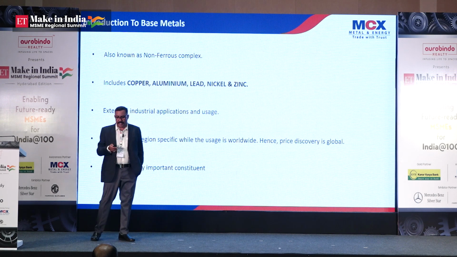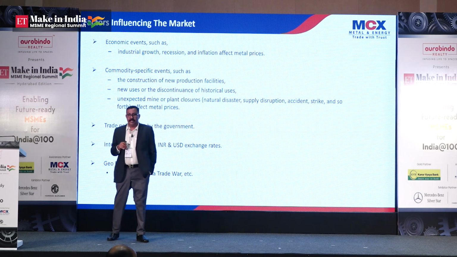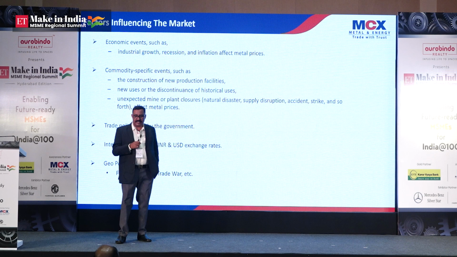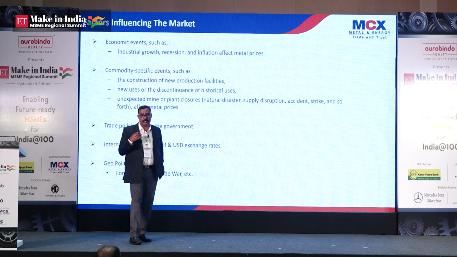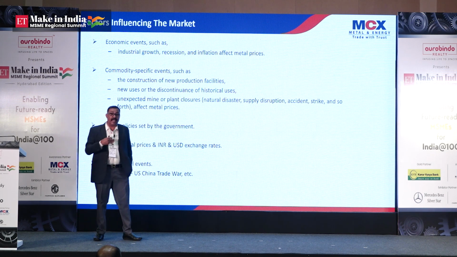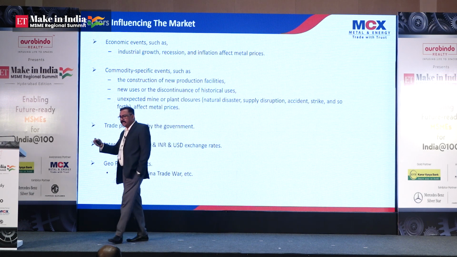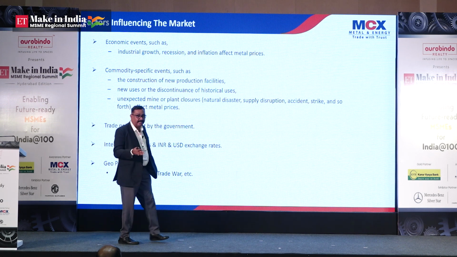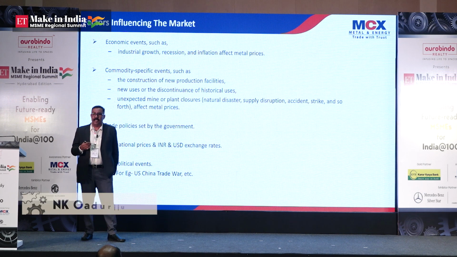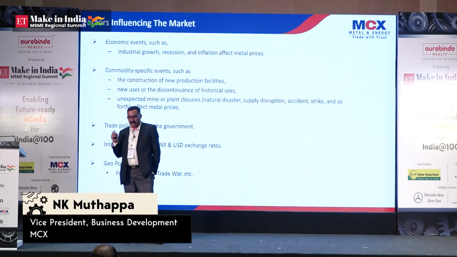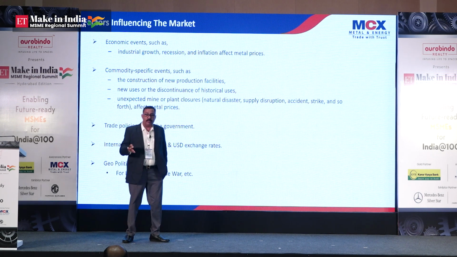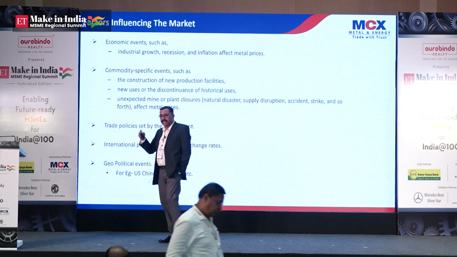Now, going to the factors which influence the market, we have economic events, the data coming out of industrial growth, recession, and inflation which affect metal prices. And we have some commodity-specific events, like a new production line or the discontinuance of historical users, that may be one of the reasons. Sometimes we have strikes which go on continuously. For example, if there is a strike in a copper mine in Chile, you know what is going to happen to the prices of copper, right? Then there are trade policies set by the government, the interest rates, the international prices, the exchange rate between USD and INR, and geopolitical events. If you look at the example of crude, the war is still going on between Russia and Ukraine. What happened then?